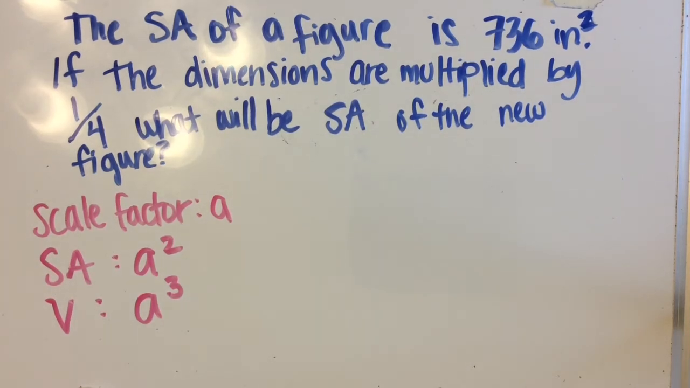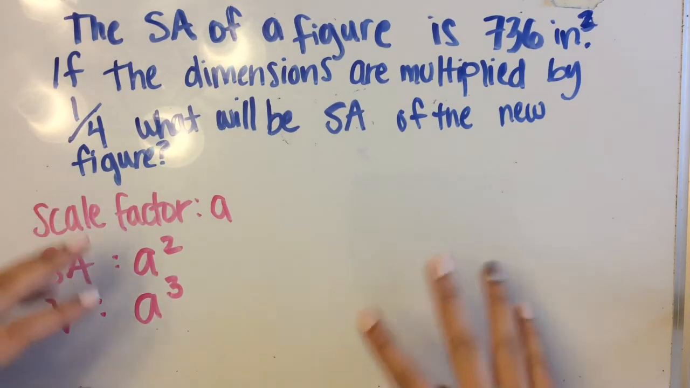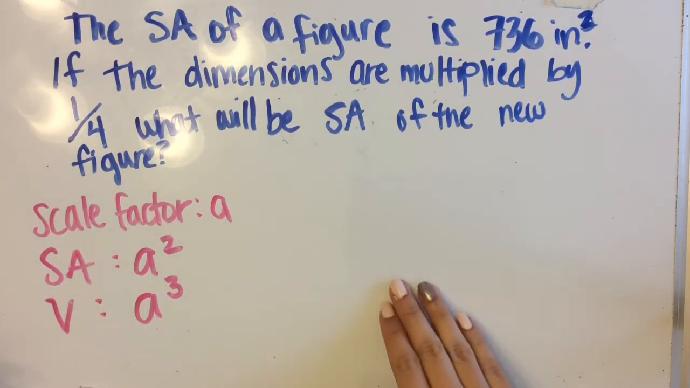All right, guys, we are practicing with effects of changing dimensions. So this means if I have some sort of 3D figure, I am changing the dimensions of the figure. That means I'm either changing the length or the width or the height or the lateral height or something like that. So in this case, this is a case where all of the dimensions change at the same time.